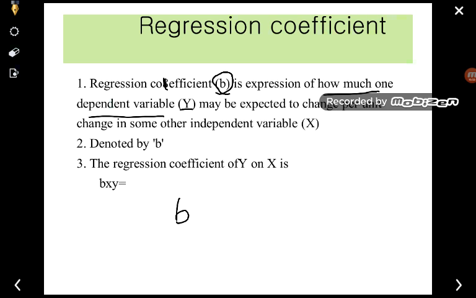So it shows how much one dependent variable may be expected to change per unit change in some other independent variable, and it can be denoted by means of small letter b. So always remember that regression coefficient can be represented by means of small letter b.